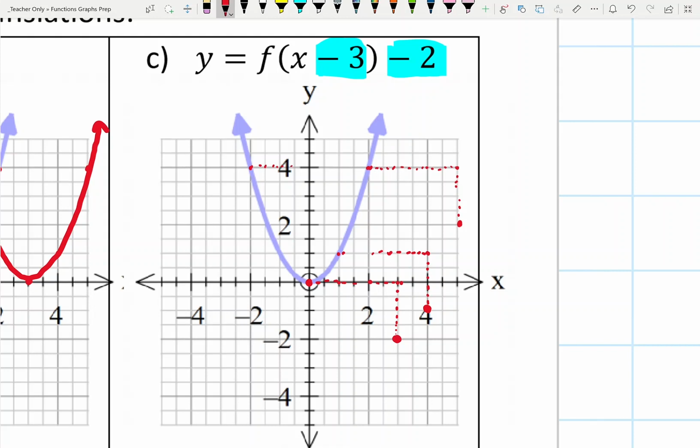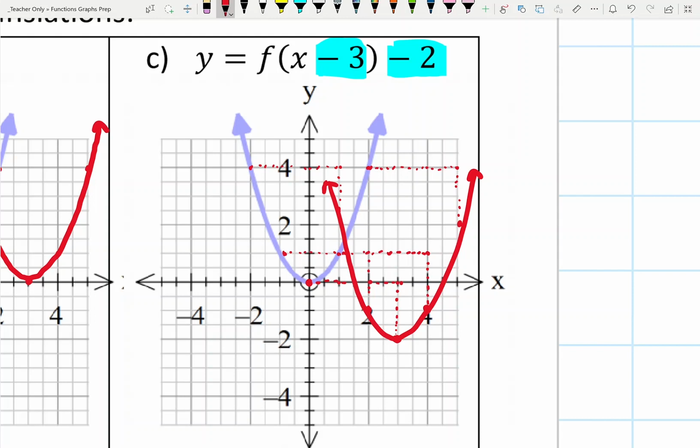So 1, 2, 3 units to the right and 2 units down. And we'll do the same here. 1, 2, 3 units to the right and 2 units down. So once you've plotted those critical points, join them up in a nice curve. And don't forget your arrows.